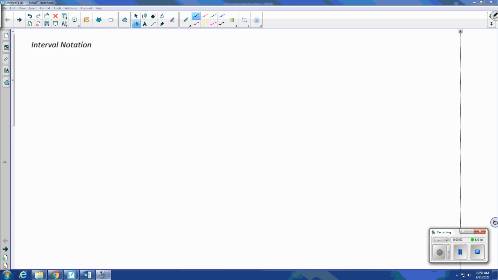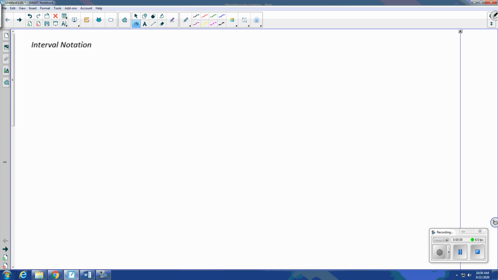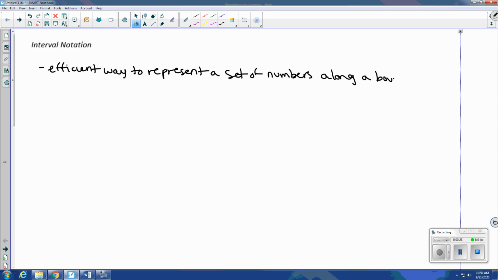Interval notation is an efficient way to represent a set of numbers along a bounded or unbounded interval.